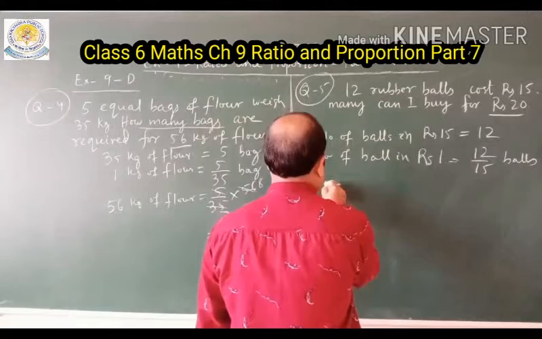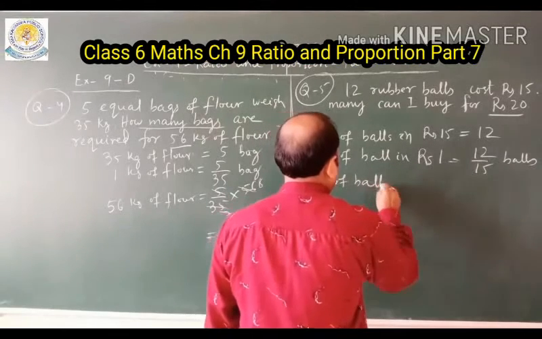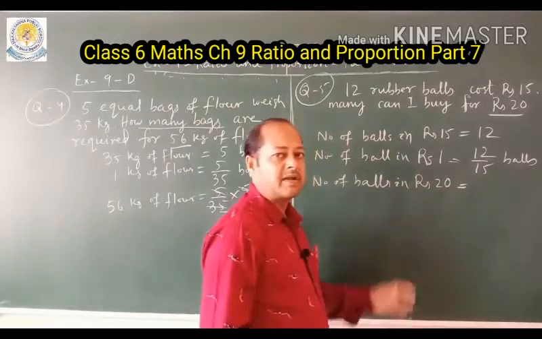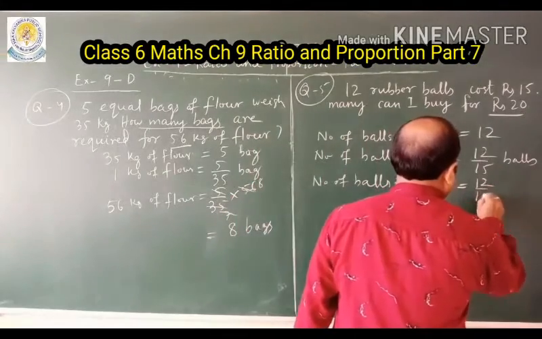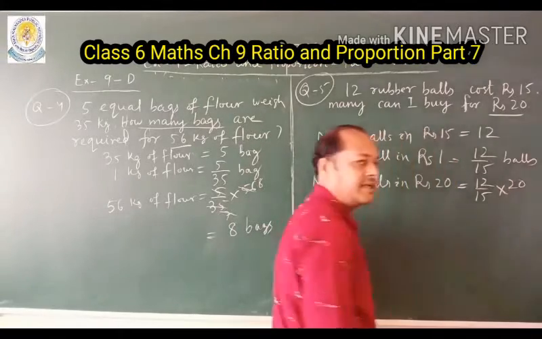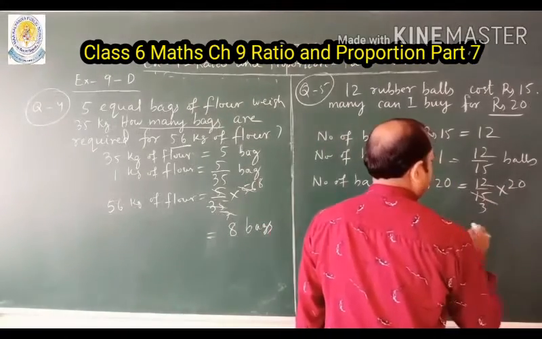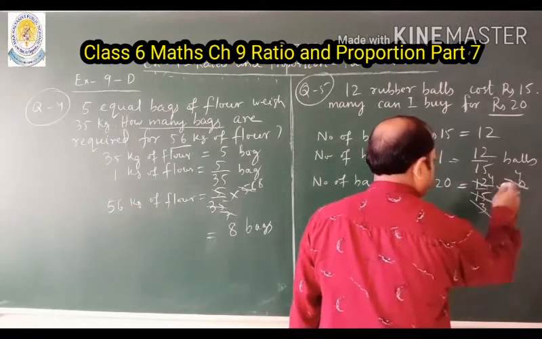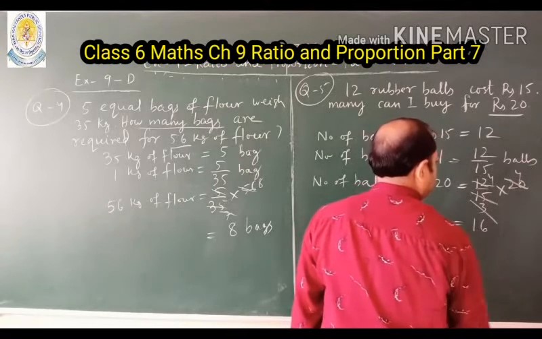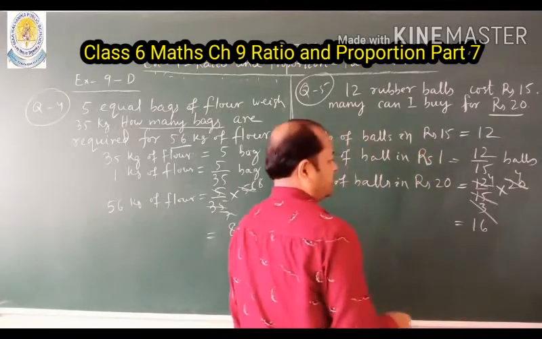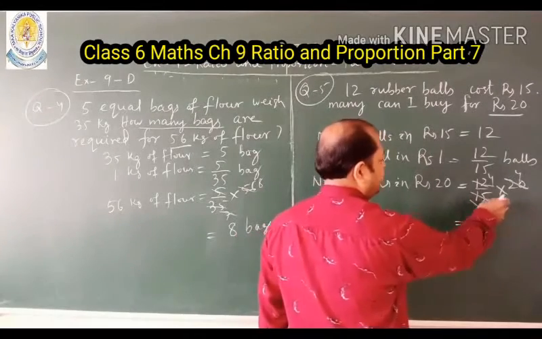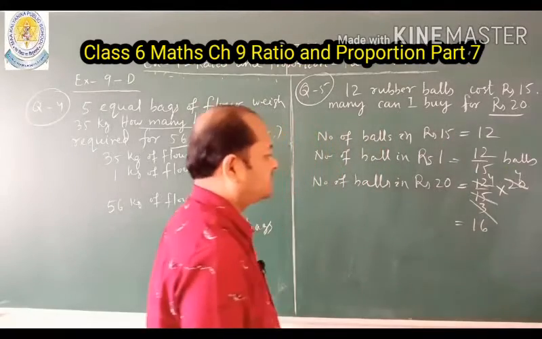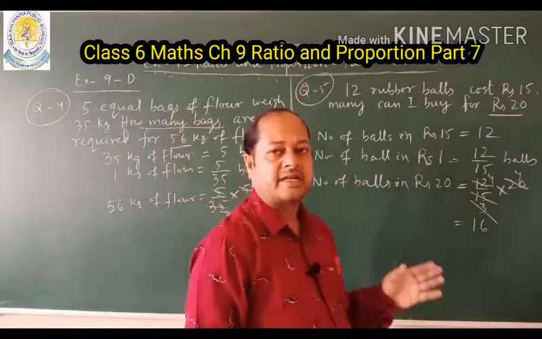So number of balls in rupees 20 equals, just multiply by 20, 12 upon 15 into 20. So 5 threes are 15, 5 fours are 20, again 3 fours are 12. So 4 into 4 is how much? That is 16. Again I am dividing: 5 threes are 15, 5 fours are 20, and 3 fours are 12. So what is the answer coming? 16. And what is 16? That is the number of balls.